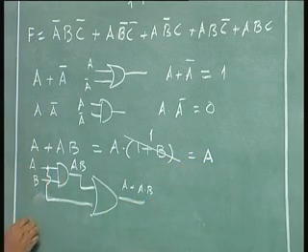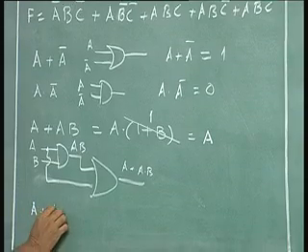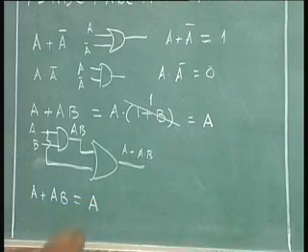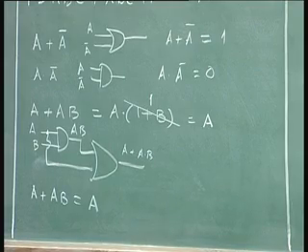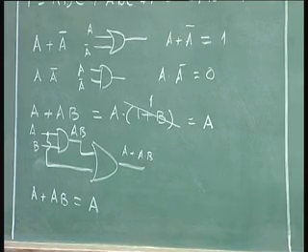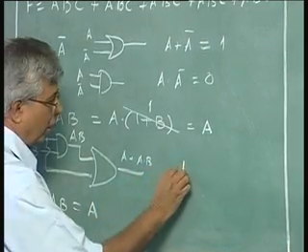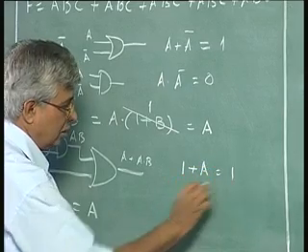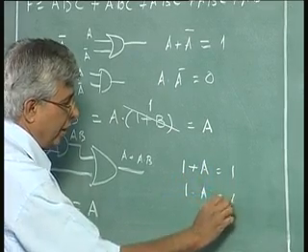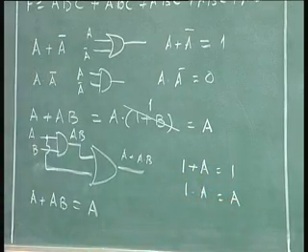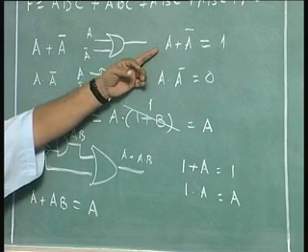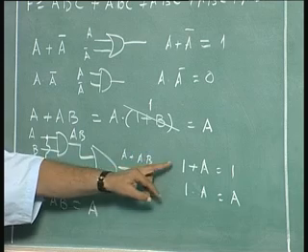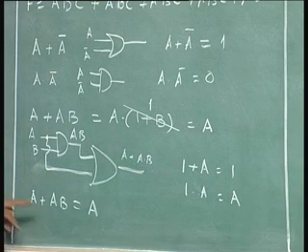That means A OR AB is A, because of the fact that 1 OR B is 1 and 1 AND A is A. This also can be, if you want to list them all as identities, this is one of them, another identity, another identity.